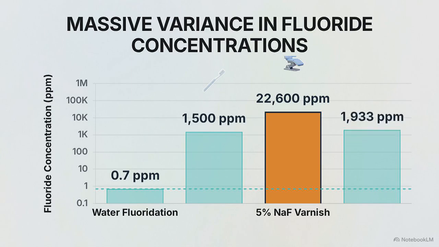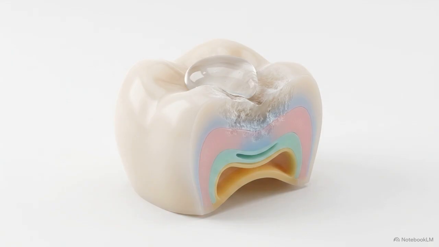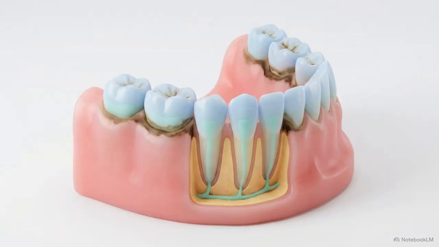1.23% acidulated phosphate fluoride, or APF gel, delivers 12,300 ppm via a tray system. However, APF carries a specific contraindication. Its low pH and hydrofluoric acid content will etch and damage porcelain or composite restorations. 8% stannous fluoride offers antimicrobial action against plaque, but the tin ion frequently leaves a brownish-black stain on the teeth.